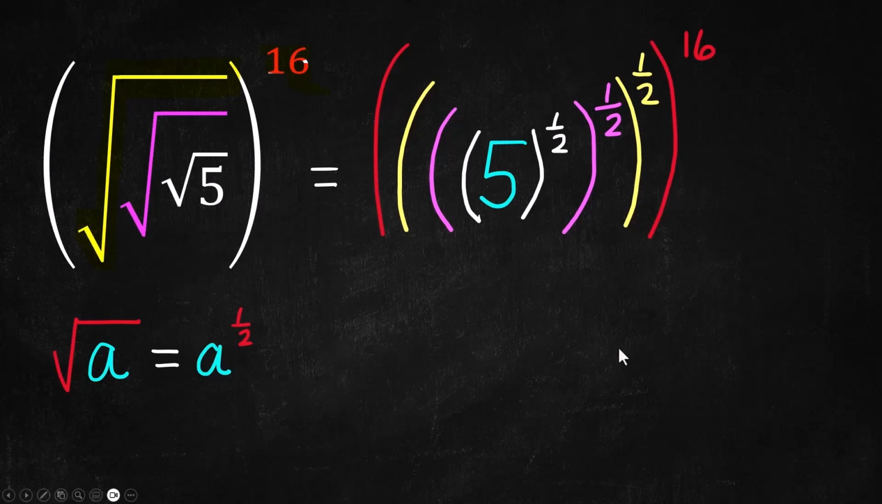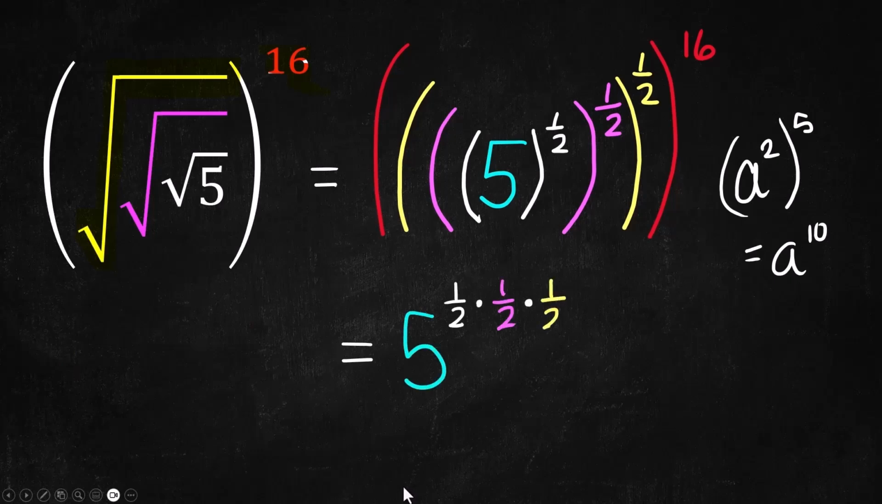It's a rainbow. There's a rule here in exponents that says if you raise a power to a power, you multiply the exponents. A squared raised to the 5th power is a to the 10th, and so 5 raised to all these powers is going to be 5, and then all of these exponents are multiplied together. So let's write that out, and all of a sudden that problem looks a lot easier.